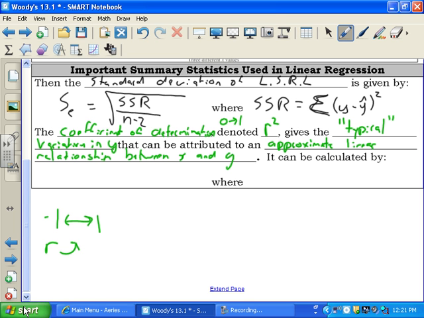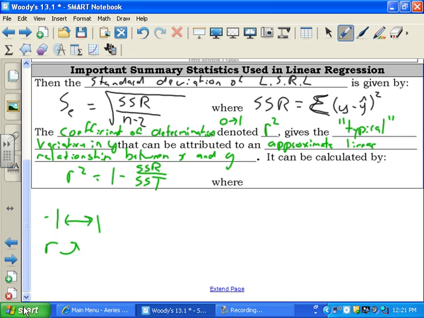If you're one of the individuals who actually made vocab cards back in chapter 5, pull them out. This still falls under one of those definitions that you just need to have memorized. It can be calculated by, I'll give you the formula, I wouldn't worry too much about it. Typically R squared is given to you, so you will not have to calculate it by hand, but it is 1 minus SSR, the sum of squares of the residuals, over SST, which is the sum of squares total.